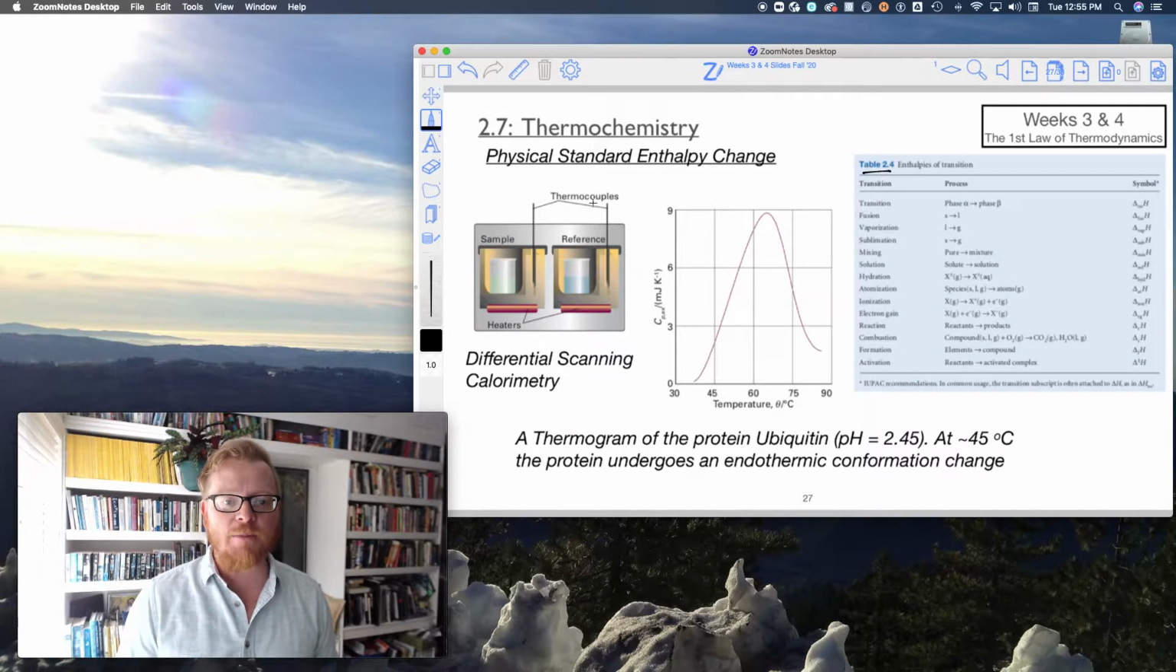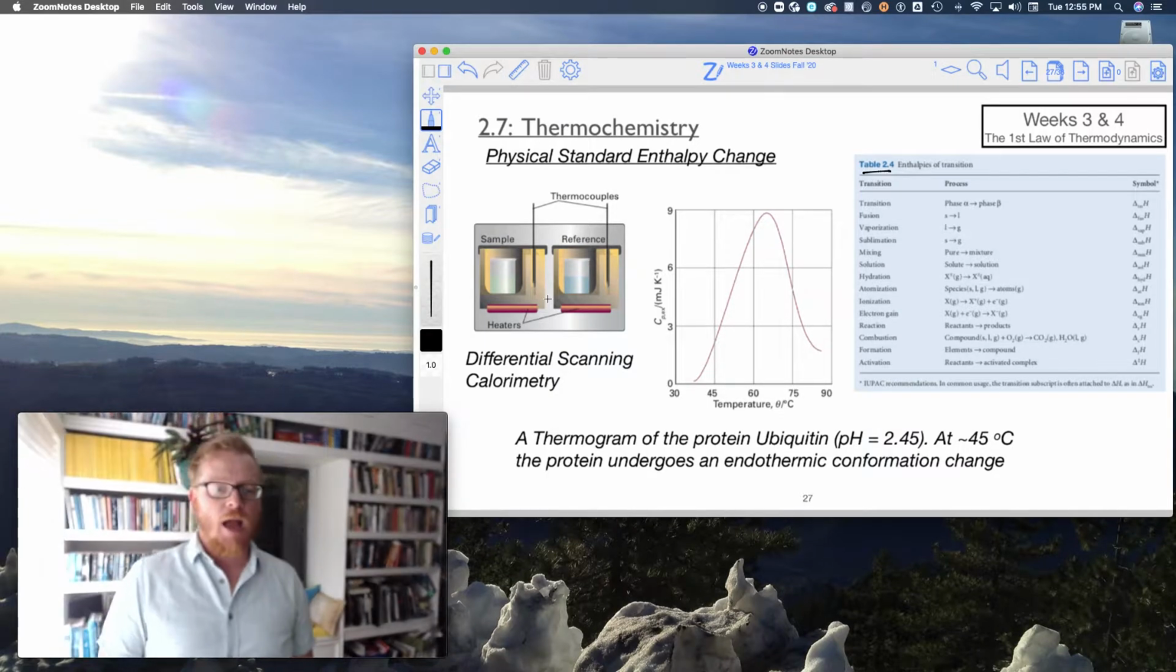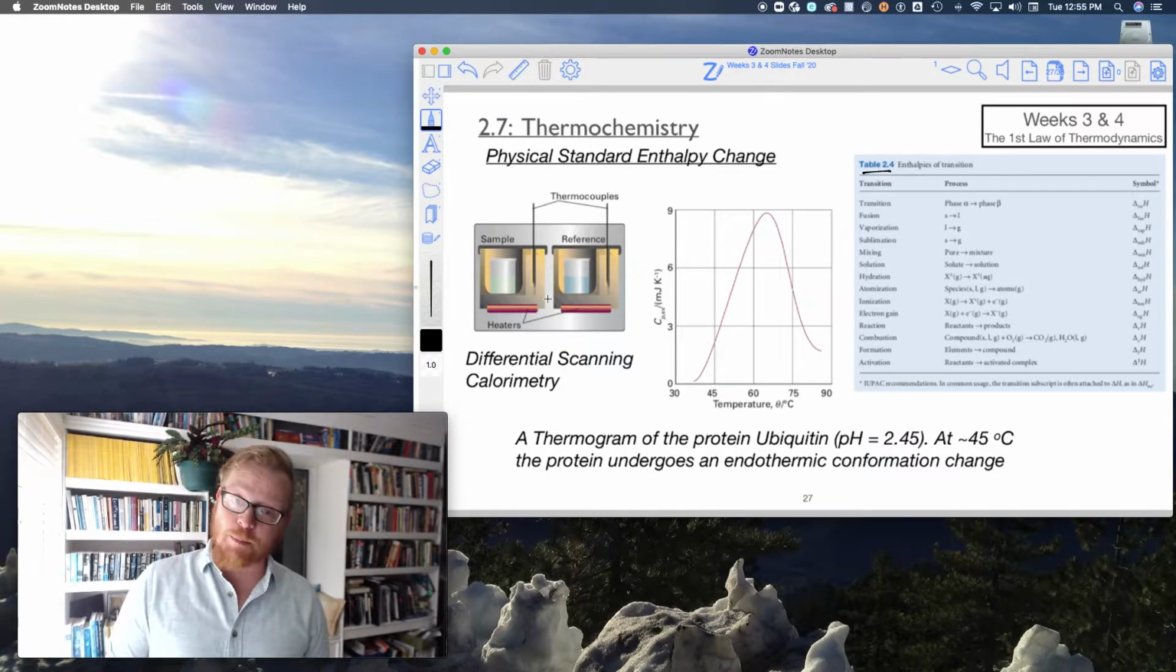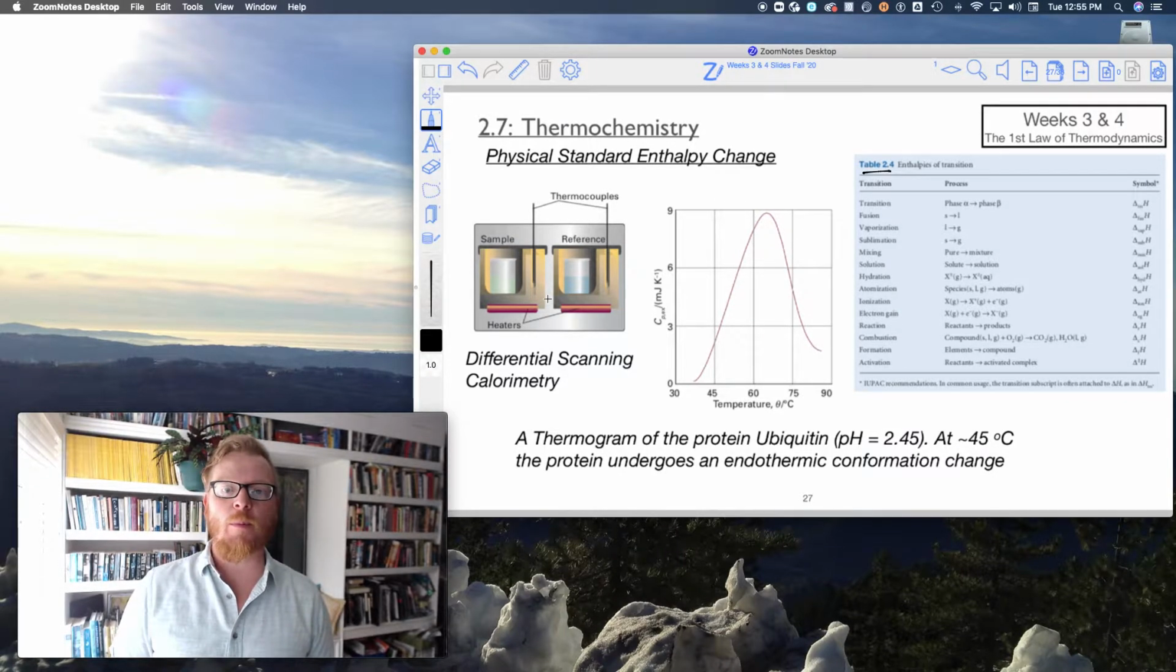This is just a very cartoony picture of a differential scanning calorimeter. They are quite complicated devices. There are a lot of students in senior seminar who have presented stuff on DSC, so I would encourage you to look one up and look at what they look like. The electronics are wholly ungodly complicated.